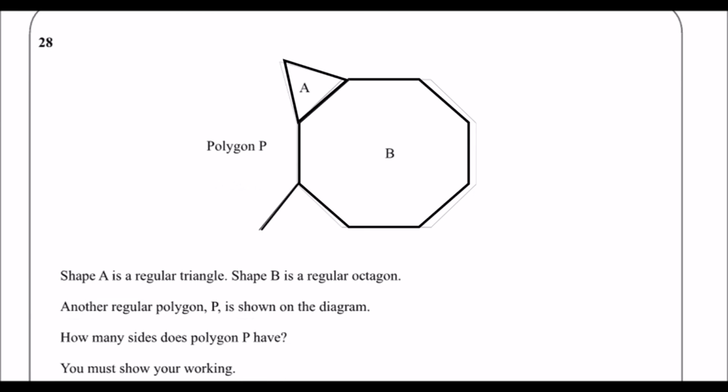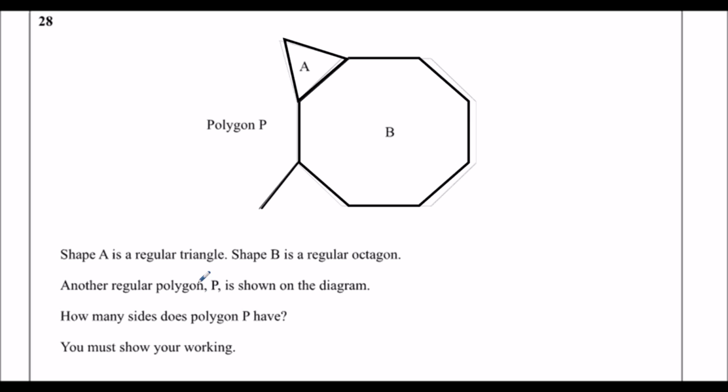Question 28. So shape A is a regular triangle, shape B is a regular octagon. Another regular polygon P is shown on the diagram. How many sides does polygon P have? You must show your working.